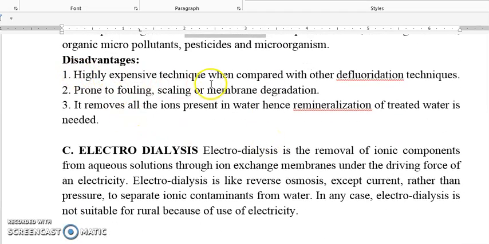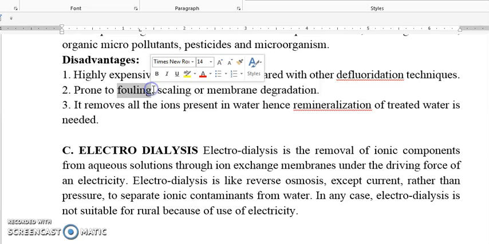Disadvantages: it is a highly expensive technique when compared to other defluoridation techniques. It is prone to fouling, scaling or membrane degradation, right? When a large quantity of suspended particles get trapped in the membrane and interfere with the passing of the water, then it is called fouling. In detail, about fouling we will be studying in the methods of filtration, membrane filters. We will see later on what it is and how you can prevent all those kinds of things.